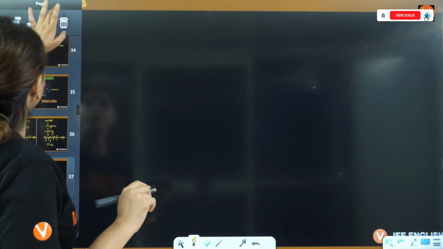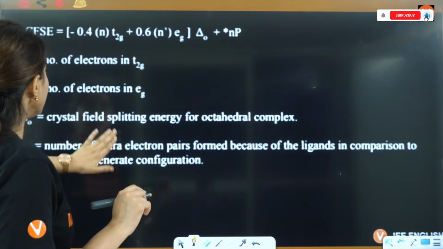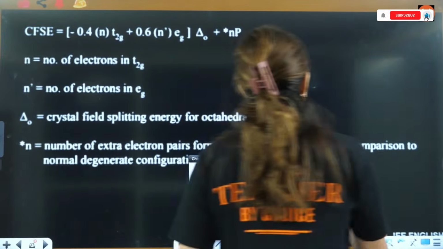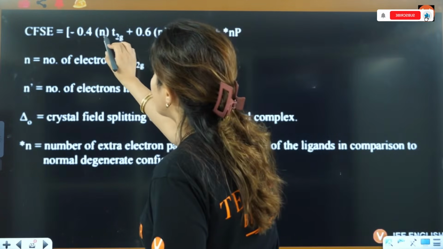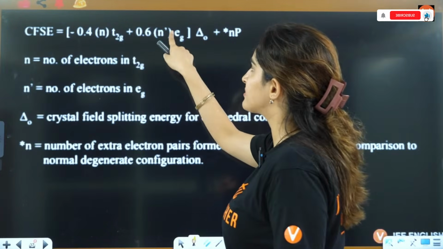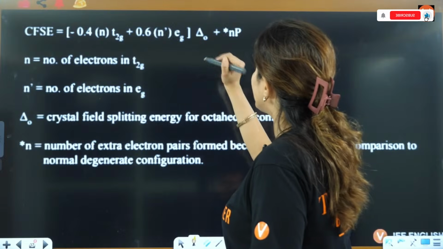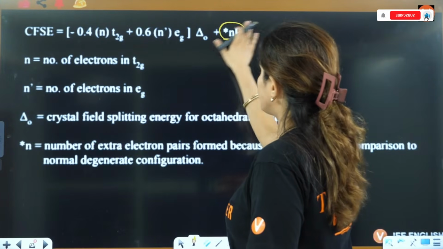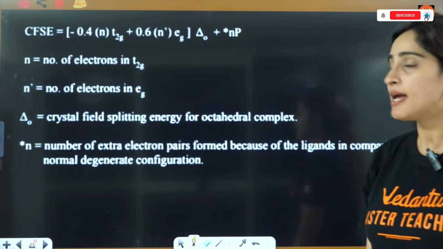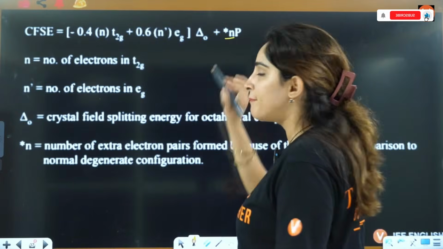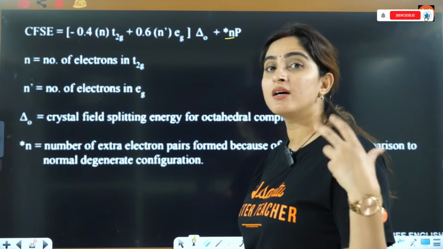Okay. Now let's talk about a formula that we have here, that is CFSE is equal to minus 0.4 times number of electrons in t2g plus 0.6 times number of electrons in eg, times delta O, plus n star P. What is this n star here? n star means the number of pairs that you have.